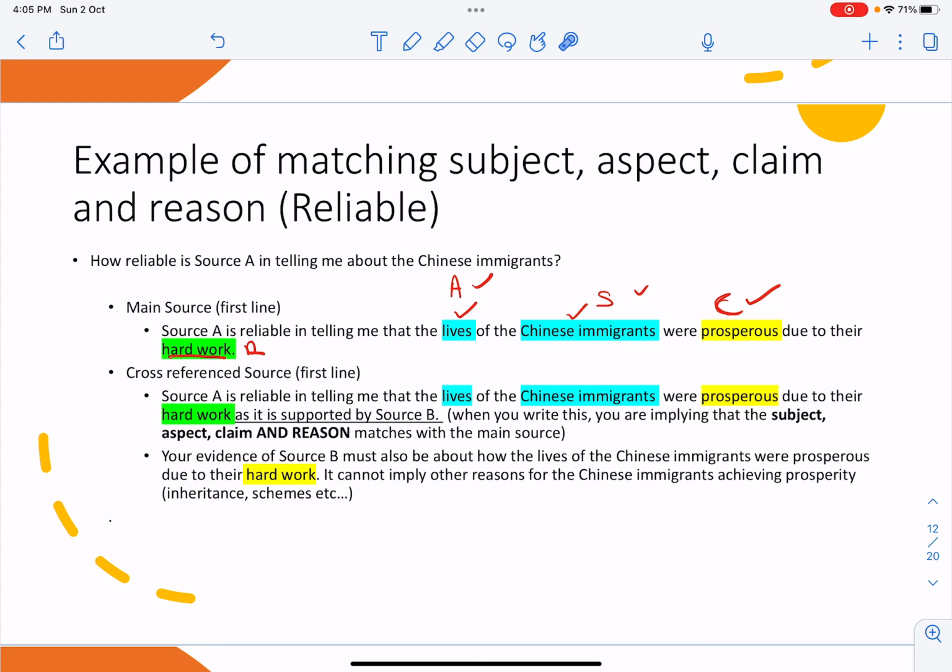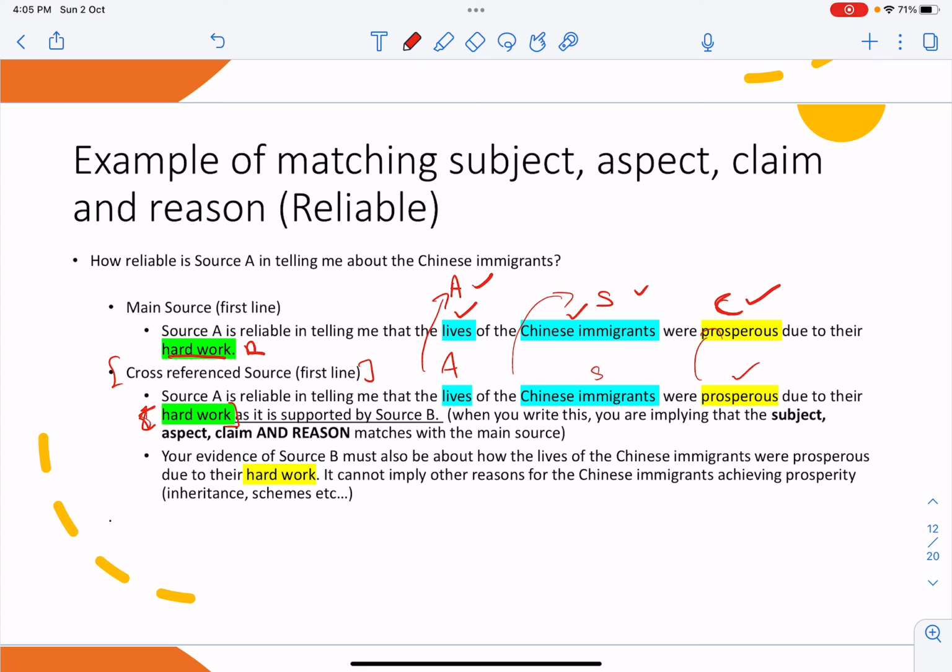Let's look at the answer now. Source A is reliable in telling me the lives. Okay, A, the lives. Okay, match the Chinese immigrants. Okay, match. And then prosperous, match due to their hard work. Okay, so what am I doing here? Because all match, right? I'm simply repeating the point. I'm repeating my main source point again when I write my first line of my cross-reference source. Is reliable in telling me that the lives of Chinese immigrants were prosperous due to the hard work.